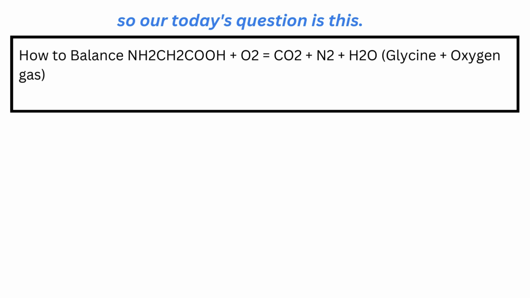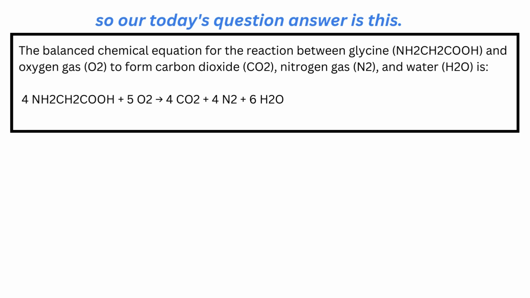How to balance NH2CH2COOH + O2 = CO2 + N2 + H2O, glycine plus oxygen gas. The correct answer is the balanced chemical equation for the reaction between glycine, NH2CH2COOH, and oxygen gas, O2, to form carbon dioxide, CO2, nitrogen gas, N2, and water, H2O, is 4NH2CH2COOH + 5O2 = 8CO2 + 4N2 + 10H2O.